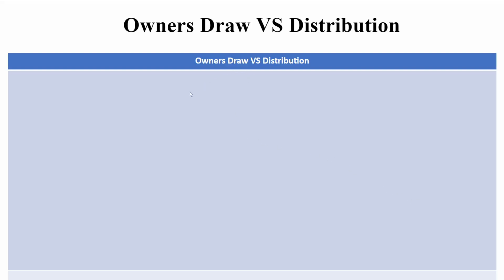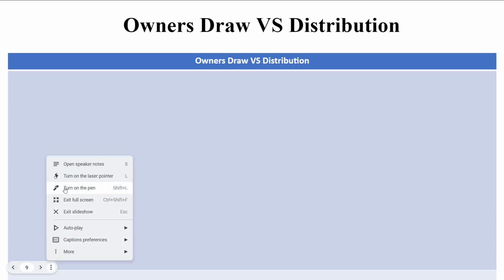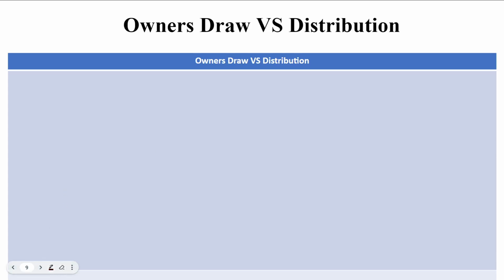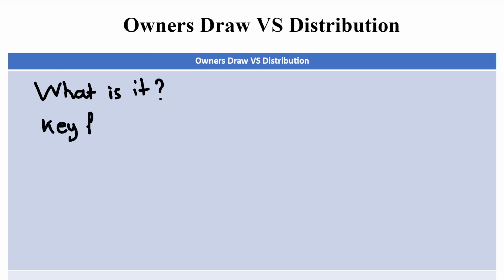In this video, I'll be talking about owner's draw and distributions. So let's get started. First of all, we're going to be looking at an owner's draw. The first thing that we're going to look at is what does it even mean? So, what is it? An owner's draw is when the business owner takes money directly out of the business for personal use.